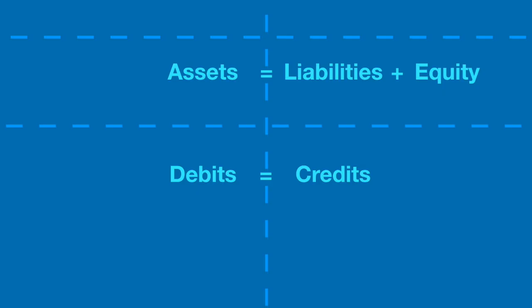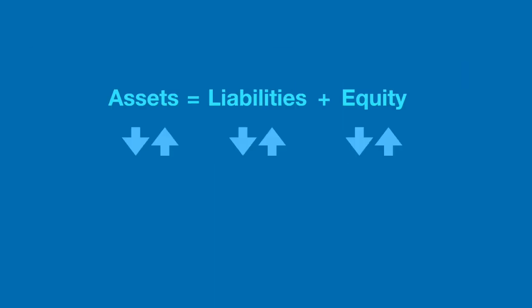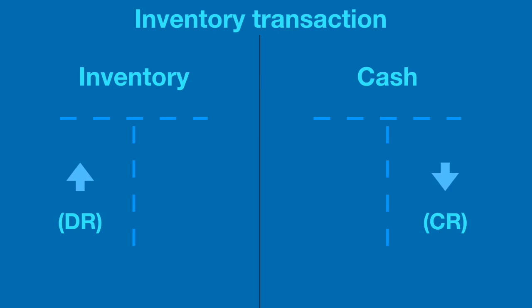So credits should always equal debits. For every variable that goes up, another variable has to go down. For example, if you buy inventory, cash will go down and inventory will go up. So one is a credit and the other is a debit.